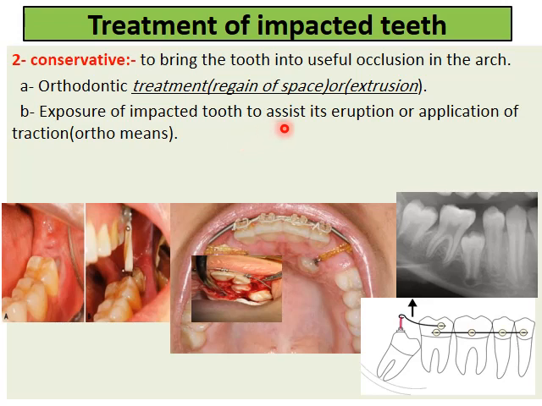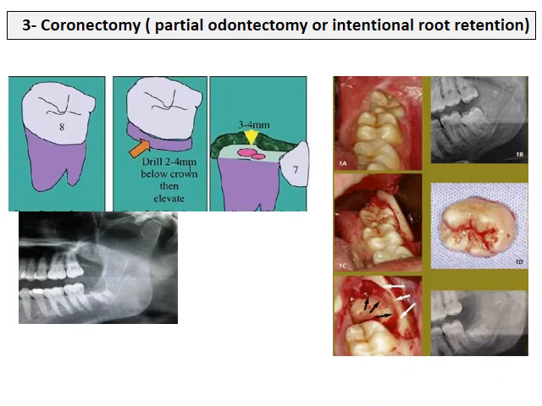Impacted canine surgical exposure and the applying of special tools for the traction of the tooth. So, conservative treatment by using orthodontic treatment like regaining a space or extrusion, or exposure of the tooth to assist its eruption. Sometimes we just do a surgical exposure and eruption occurs, or the application of correction.